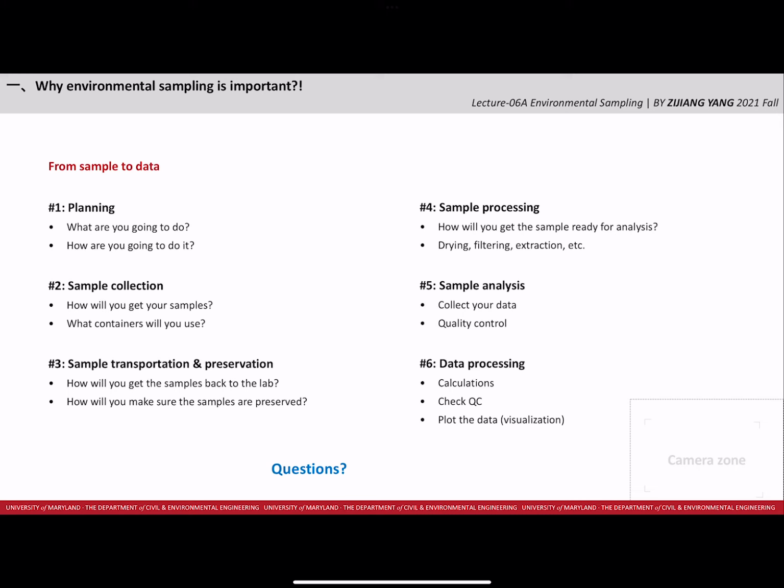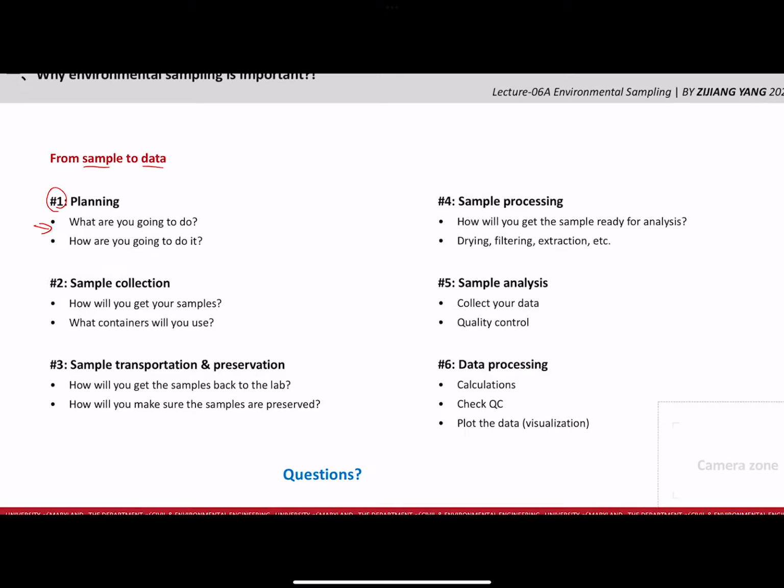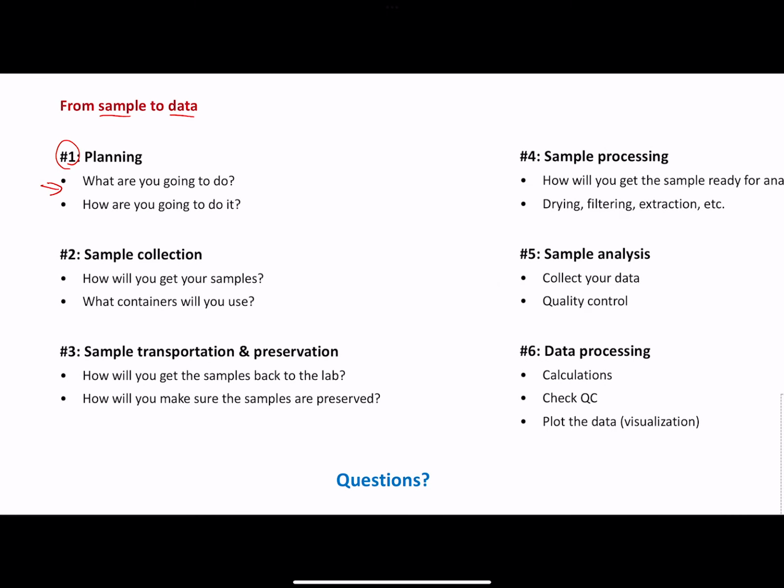And here shows the whole process, from sample to data. So basically, we have about 6 steps. The first one is planning. We are thinking about some questions like this. And then we also have the sample collection. Once we have a plan, we are going to collect the sample. But for sample collection, we also need to think about some related questions.